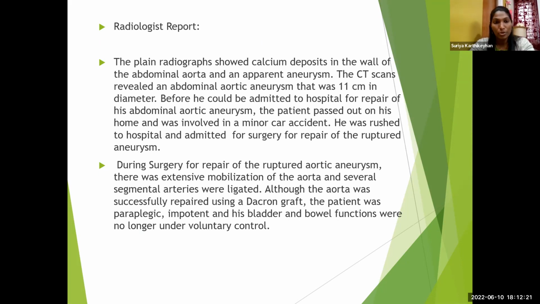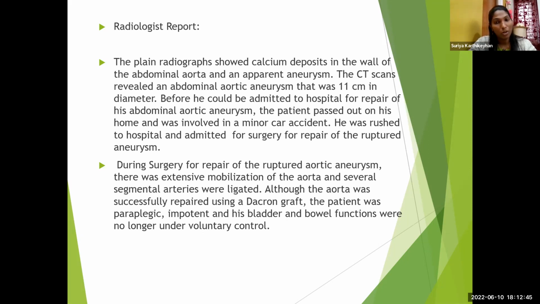What does the CT scan show? It revealed an abdominal aortic aneurysm that was around 11 centimeters in diameter. So it is an abdominal aortic aneurysm, first thing. Okay, it is a complicated thing. It is present in an old man who is a chronic heavy drinker and smoker. So what the physician is thinking is advising the patient for an abdominal aortic aneurysm repair.